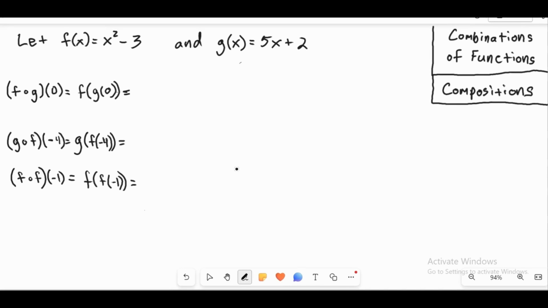Okay, so now we're going to continue with compositions of functions, only now instead of saying what's f of g of x, we're going to say what's f of g of 0. So here we're actually going to plug numbers into f of x and g of x, and we have our f of x, which is x squared minus 3, and our g of x, which is 5x plus 2. Okay, so we want to do f of g of 0.